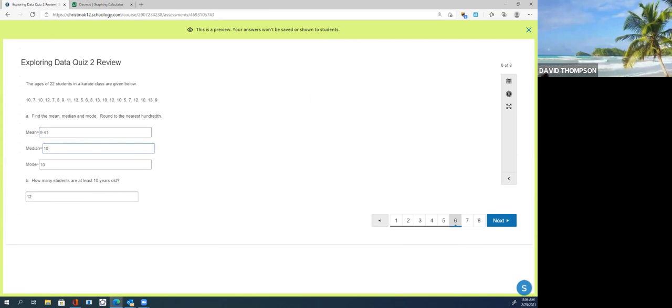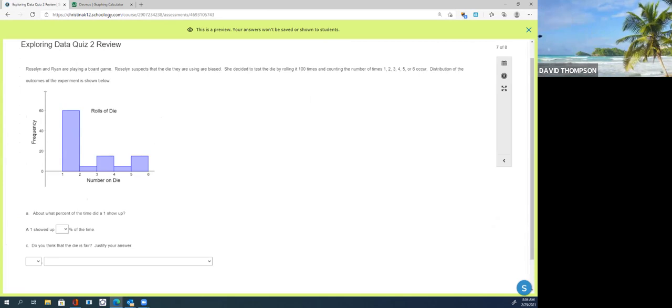And there's question number 6. Number 7, about what percent of time did number 1 show up? So it says Rosalind and Ron are playing a board game. Rosalind suspected that the die they are using is biased. She decided to test the die by rolling it 100 times and counting the numbers of 1, 2, 3, 4, 5, 6, etc. The distribution of the outcomes of the experiment is shown below.